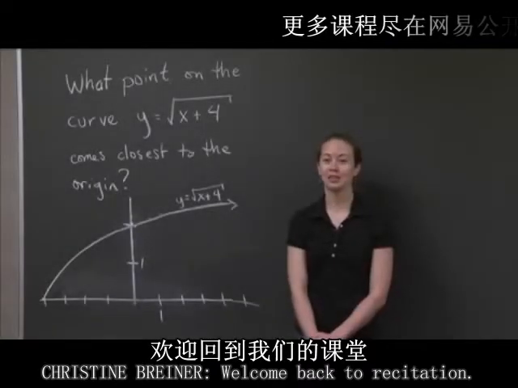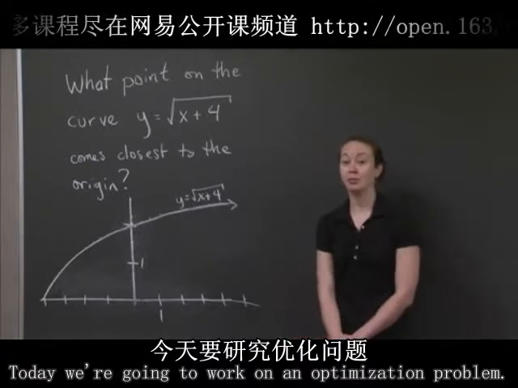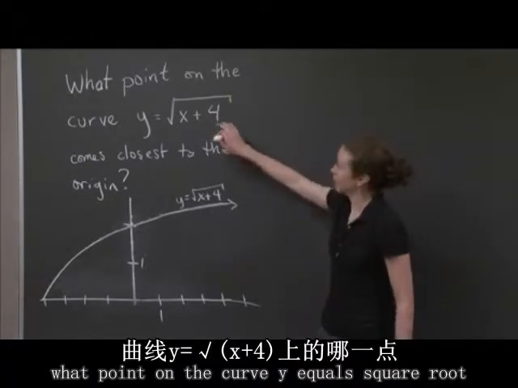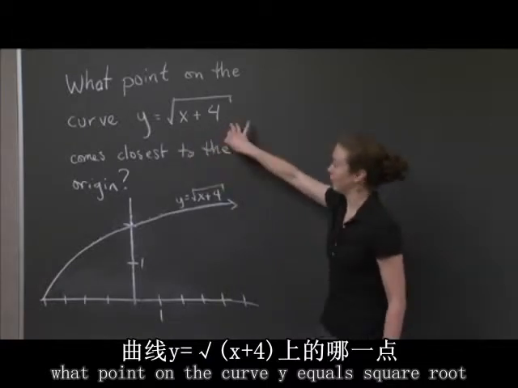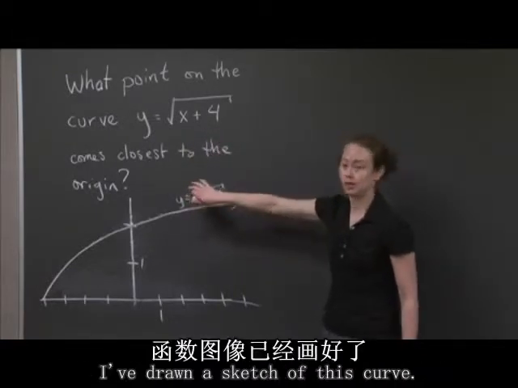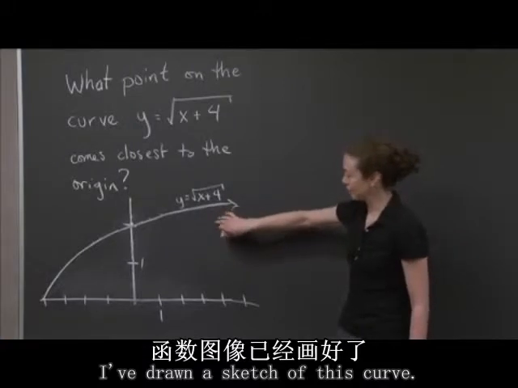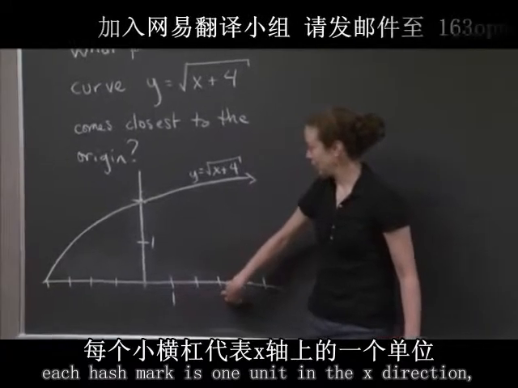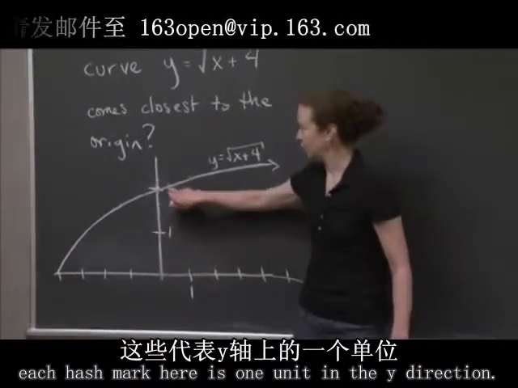Welcome back to recitation. Today we're going to work on an optimization problem. The question I want us to answer is what point on the curve y equals square root of x plus 4 comes closest to the origin? I've drawn a sketch of this curve. Each hash mark is 1 unit in the x direction, and each hash mark here is 1 unit in the y direction.